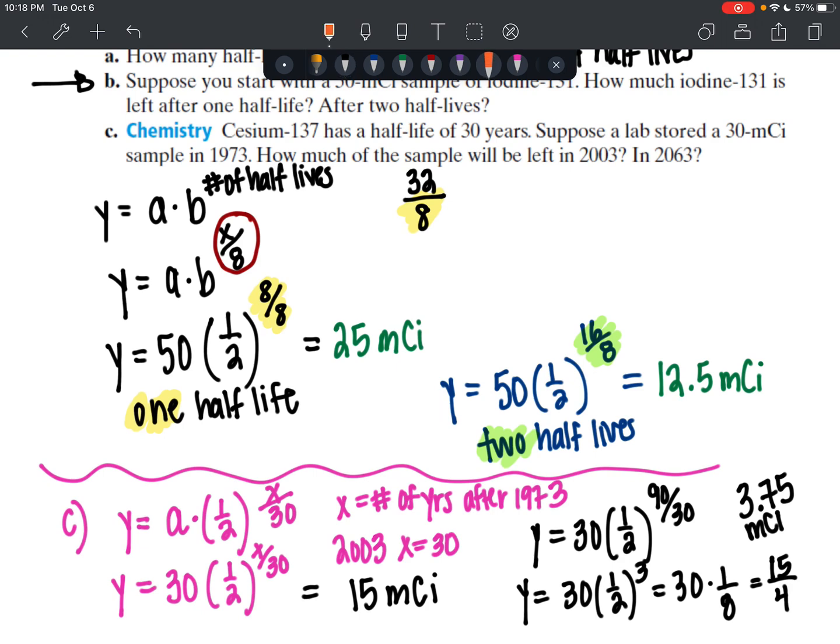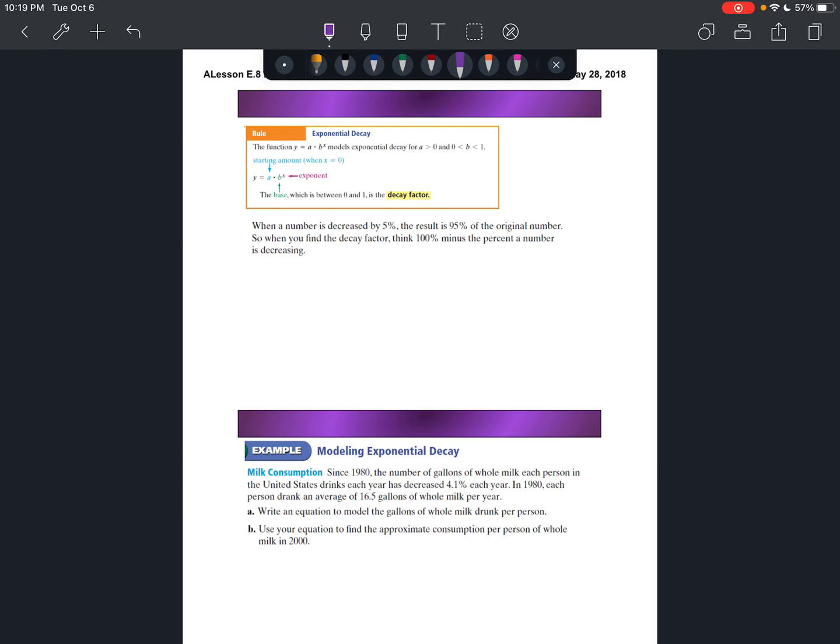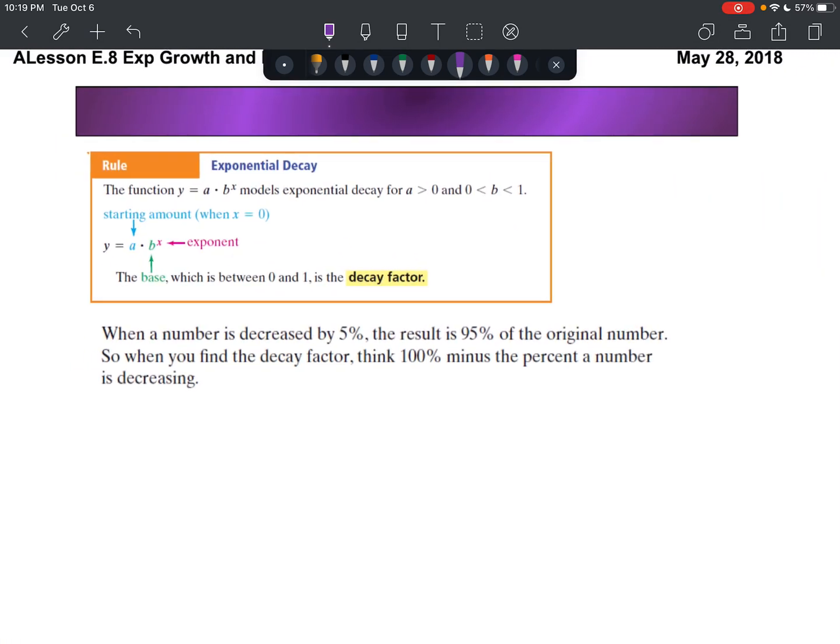So there's our two answers. In 2063, 3.75. In 2003, 15 millicuries. This is some serious stuff. We're really in the big time now when we're talking about our exponential functions. So that's our exponential decay when it comes to half-lives. We're going to finish up in the next video talking about the decay factor when we're not talking about a half-life.